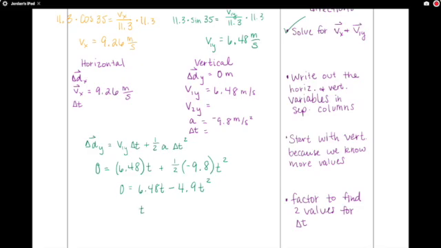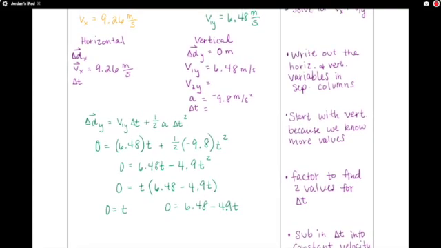So I would have t times (6.48 minus 4.9 t), and these are equal to 0. Then I can set the 2 different factors equal to 0. So the first one is 0 equals t, and then 0 equals 6.48 minus 4.9 t, and then solve for t here.